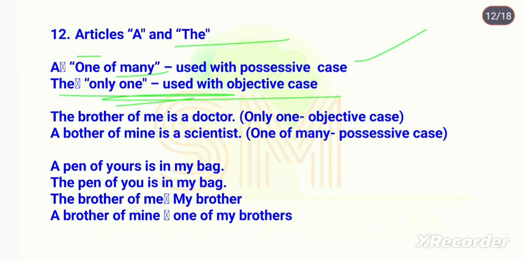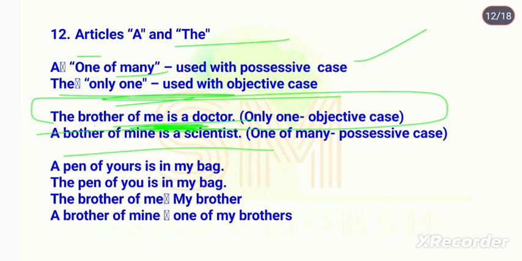Example we can see: "The brother of me is a doctor." Me is objective case. It means the brother of me is a doctor, एक ही भाई था वही डॉक्टर है. And "a brother of mine is a scientist" means there are many brothers, there may be 2, 3, 4, 5. उनमें से एक भाई क्या है? डॉक्टर. One of many. So here we can see possessive case.